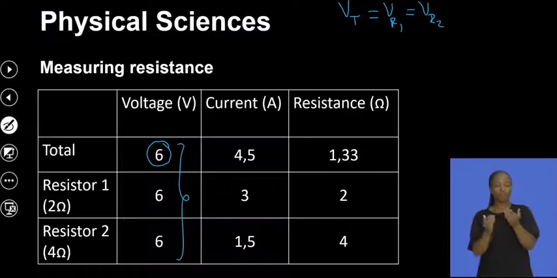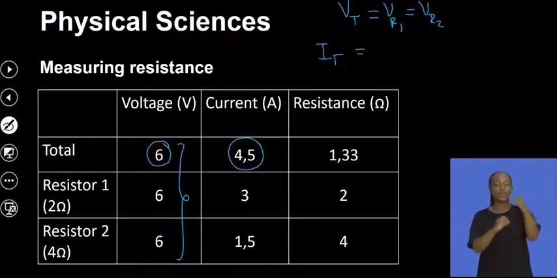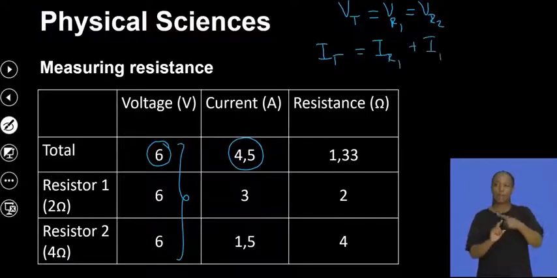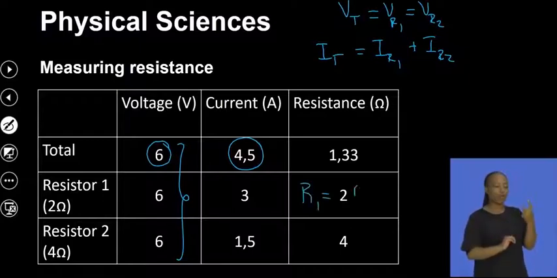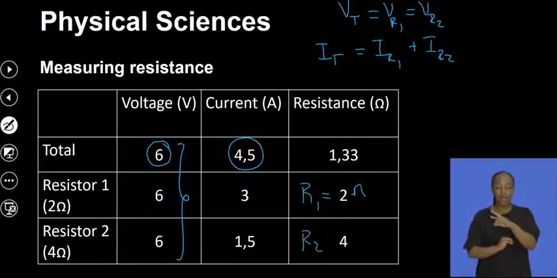All right, what about the current? The main current, which is that 4.5 amperes, is equal to the sum of the current through R1 plus the current through R2. But take note, the current through R1 is actually double the current through R2, and the main reason is because R1 is 2 ohms, while R2 is 4 ohms.